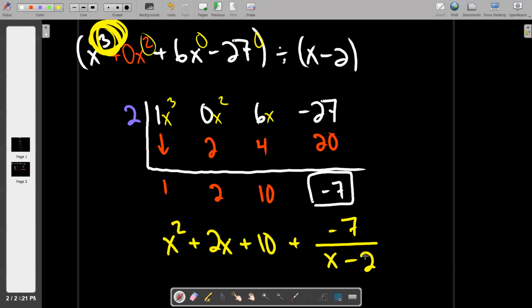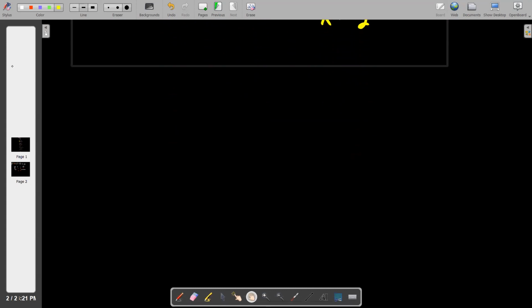Tenemos que hacer dos más ejemplos. Dos más. You have 2 more. Sí. 2 more examples. Next one.